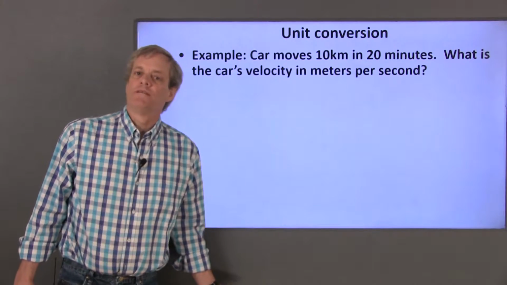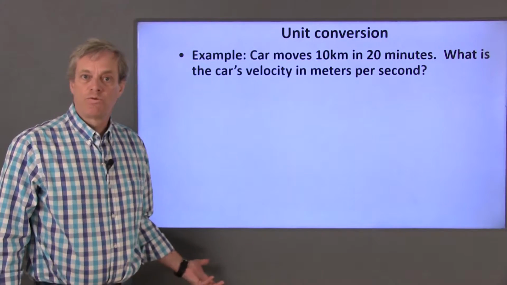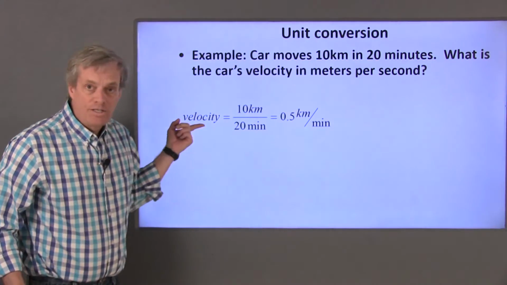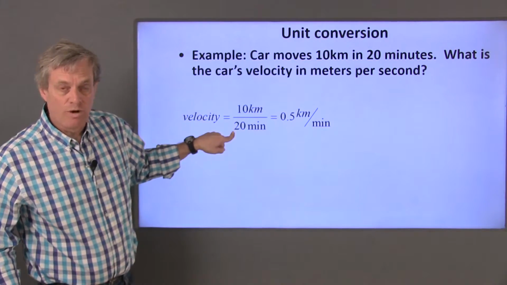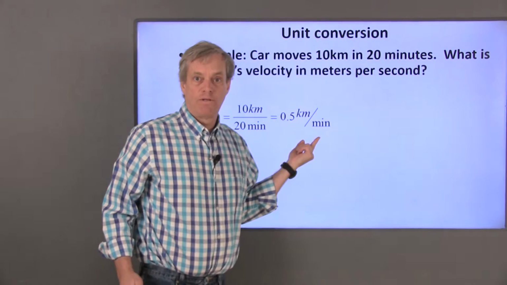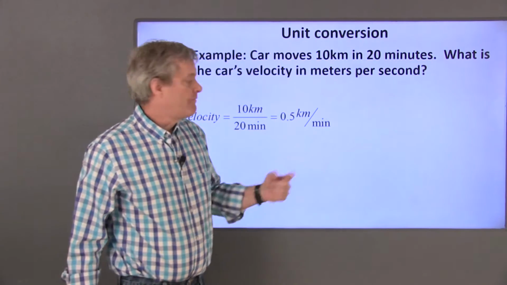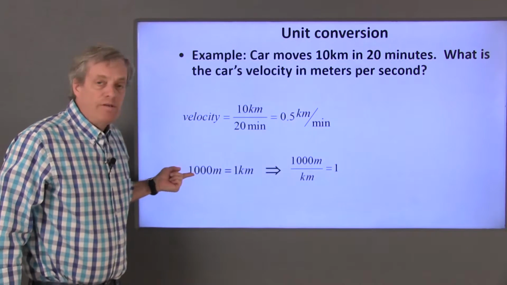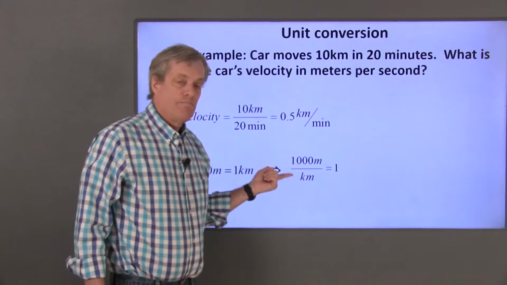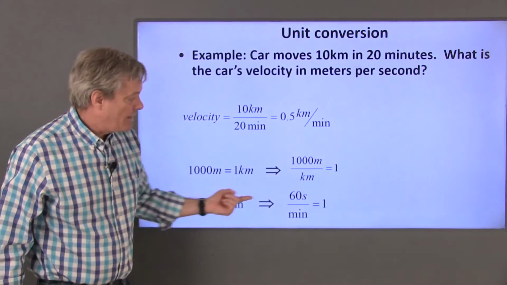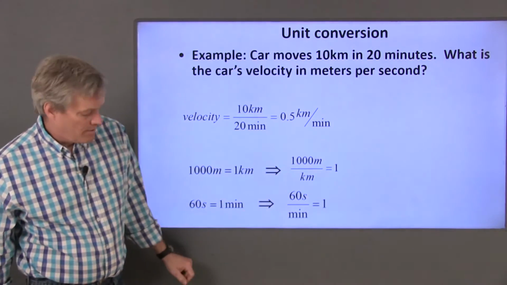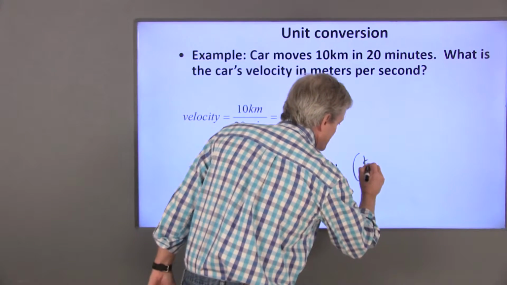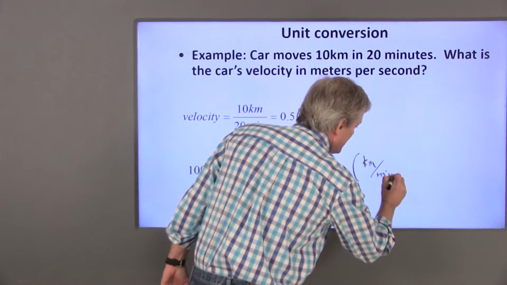There are lots of different ways to do this problem. An alternate approach would be to calculate the velocity in kilometers per minute. That calculation gives a velocity of 10 kilometers over 20 minutes, or 0.5 kilometers per minute. Then we can convert kilometers per minute to meters per second. Since 1,000 meters is 1 kilometer, there are 1,000 meters per kilometer. Likewise, there are 60 seconds per minute. The velocity is in kilometers per minute. So doing my dimensional analysis, I have kilometers per minute.